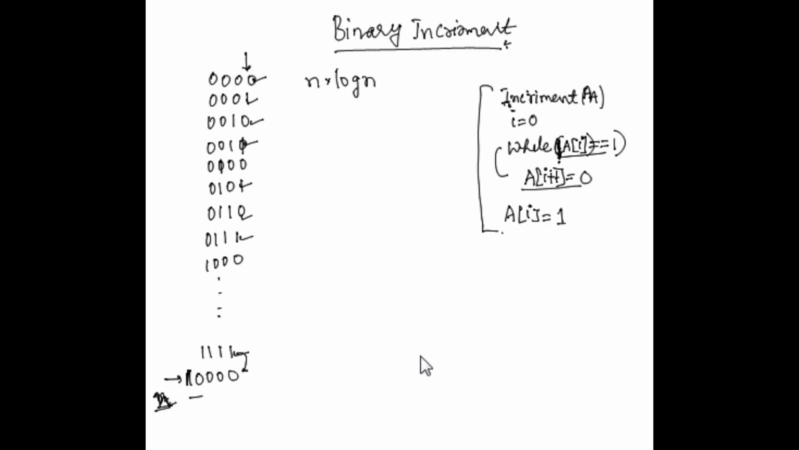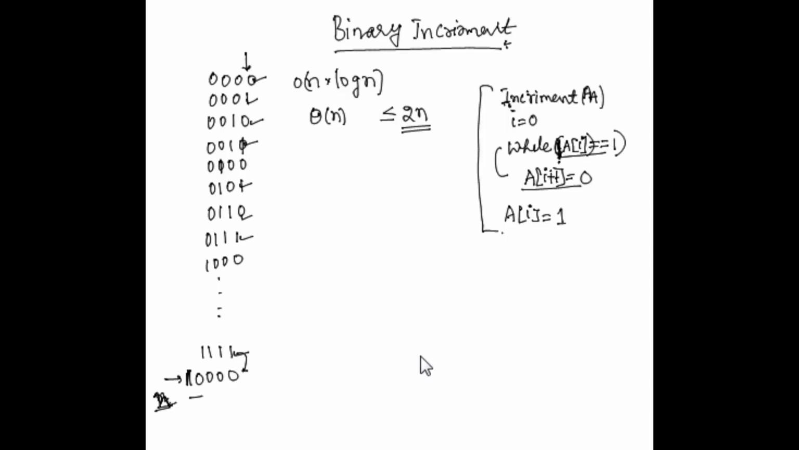So if I do n such increments, then it can be order n log n. There is nothing wrong in saying that it is order n log n. But we will show that this is going to be order n. More specifically, we'll show that the total number of flips that you are doing is not greater than 2n.